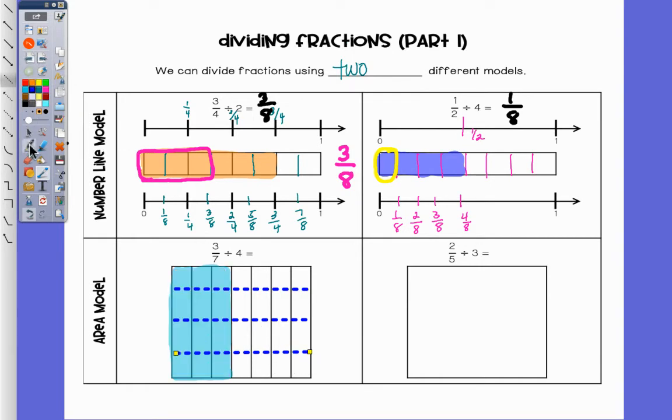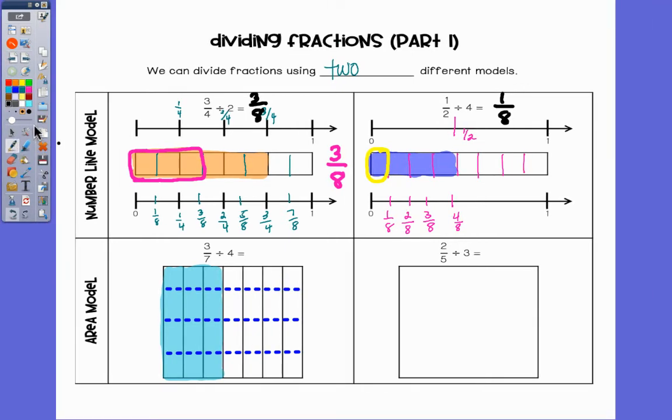Now, when I've done that, you can count how many I have. And you will see, once I've divided it into 4, I have this piece up here, right? So each fourth is 3 out of how many total pieces do we have now? 28. 3/28.